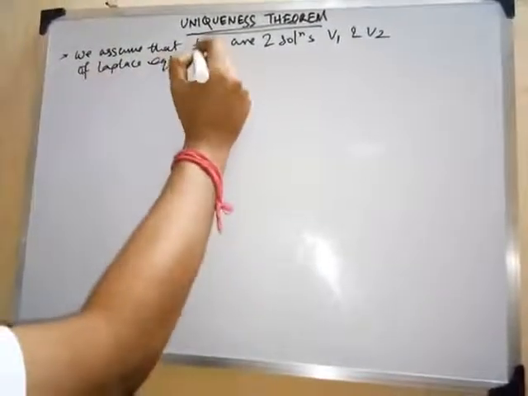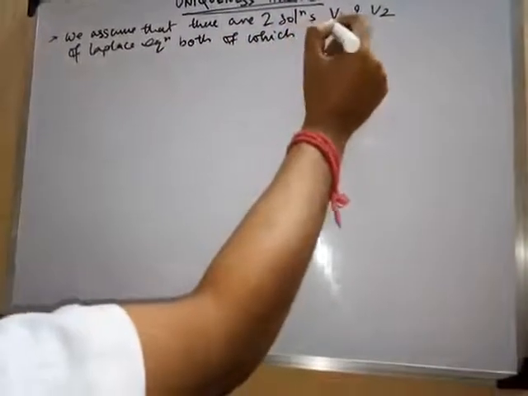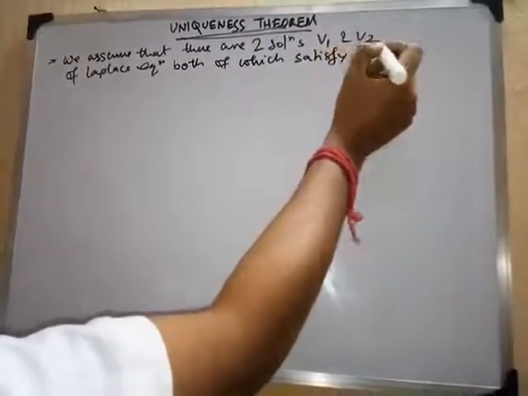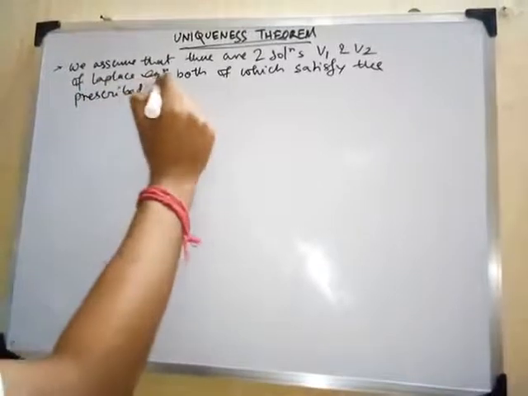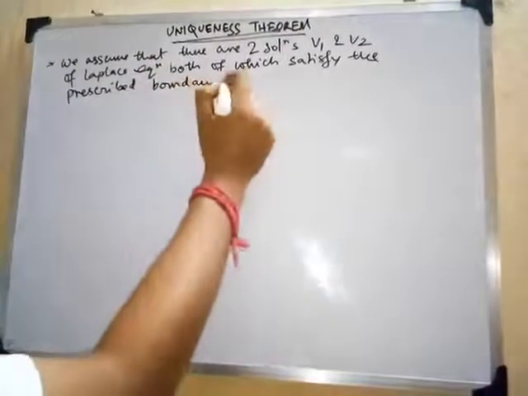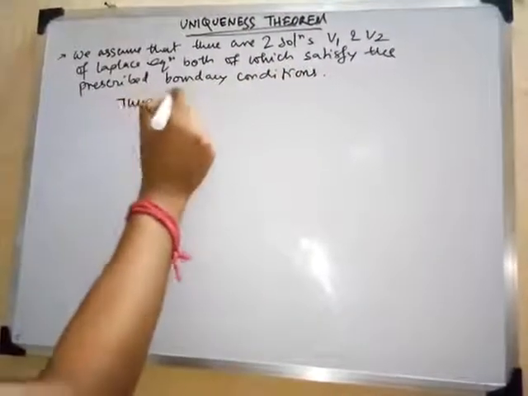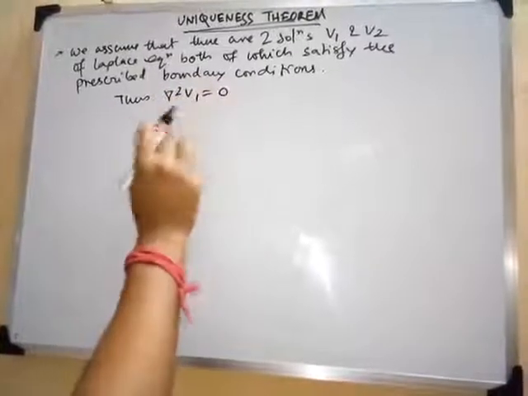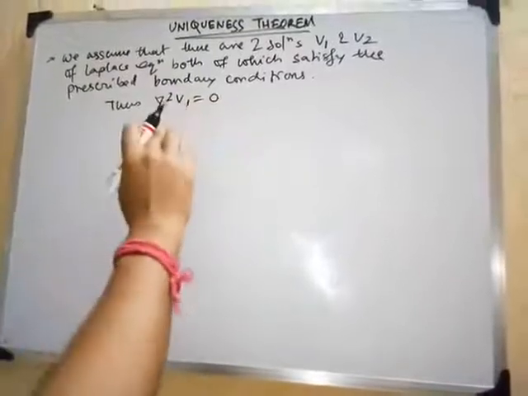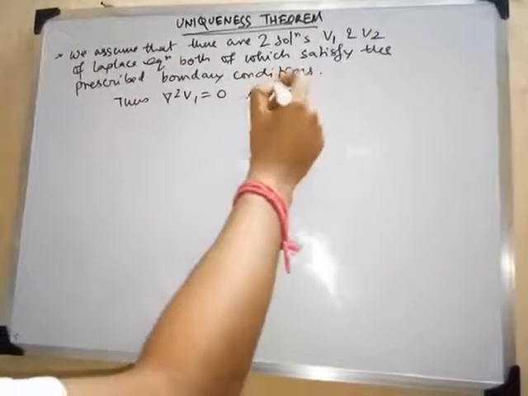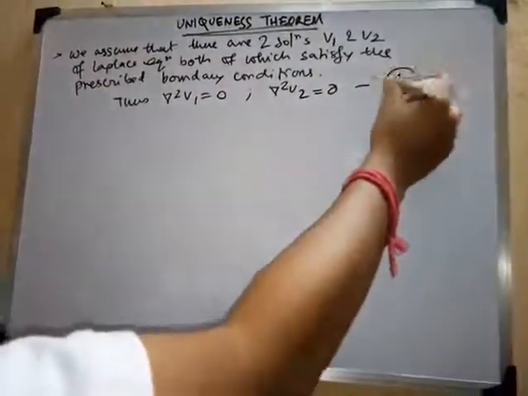So of Laplace equation, both of which satisfy the prescribed boundary conditions, right? Thus we can say that del square v1 equals 0 if v1 is one of the solutions. Del square v equals 0 is the Laplace equation we have just discussed. So we are considering del square v1 equals 0 and also del square v2 equals 0, right? Let us take this as equation 1a, right?